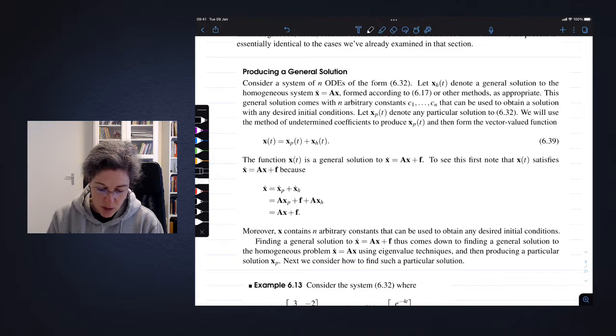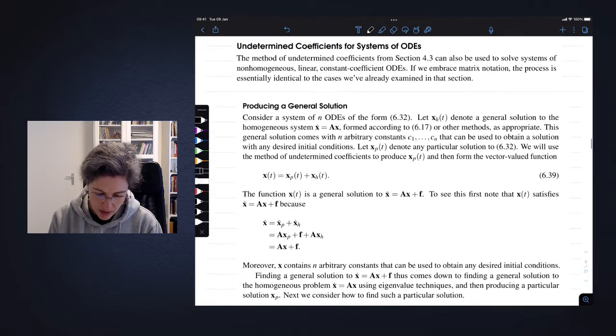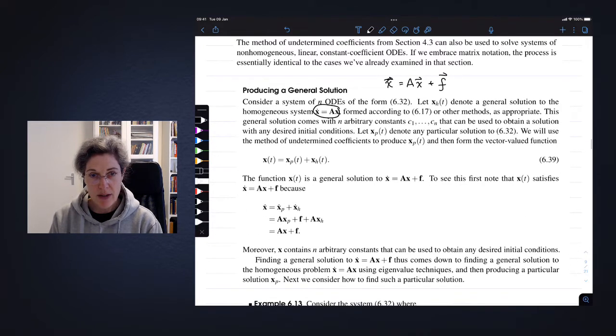So we assume that we've got the non-homogeneous version that we're trying to solve. Let's actually use arrows. And then we think about the homogeneous version, and we've already figured out how to solve that. We did that last week. So we can use whichever method we like to do that.